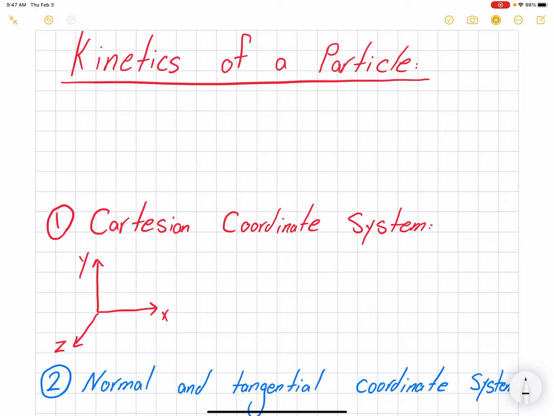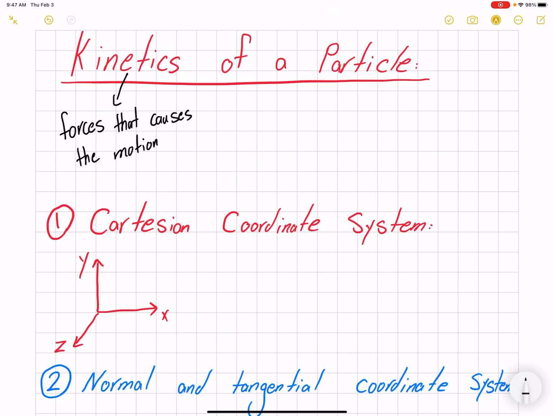Hello everyone, in this video we are going to talk about kinetics of a particle. So we talk about kinematics, which is motions of a body. Kinetics deals with the motion of the body in addition to the forces that cause that motion. So whenever we are dealing with forces, we are talking about kinetic forces that cause the motion. So basically it's a step up from kinematics.